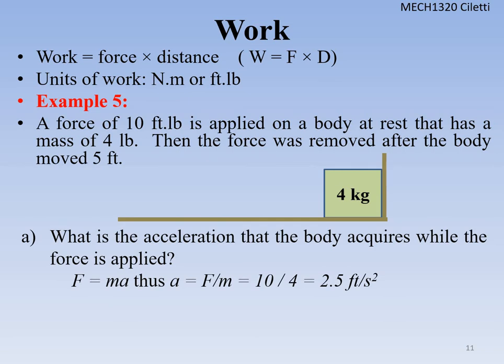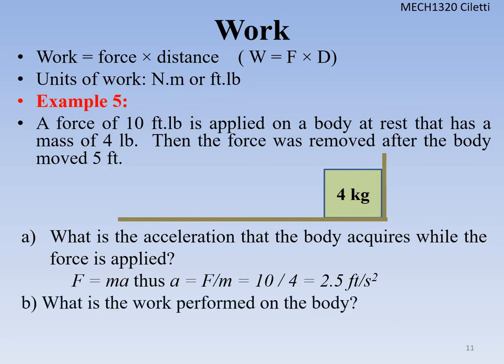Make sure you're keeping track of correct units. Acceleration is feet per second squared, so very important here. We want to find the work performed on the body here. Work is just force times distance. We know the force. We know the distance, so it's 10 times 5. 10 is the force, 5 is the distance, so it's 50 foot-pounds when we do that calculation.